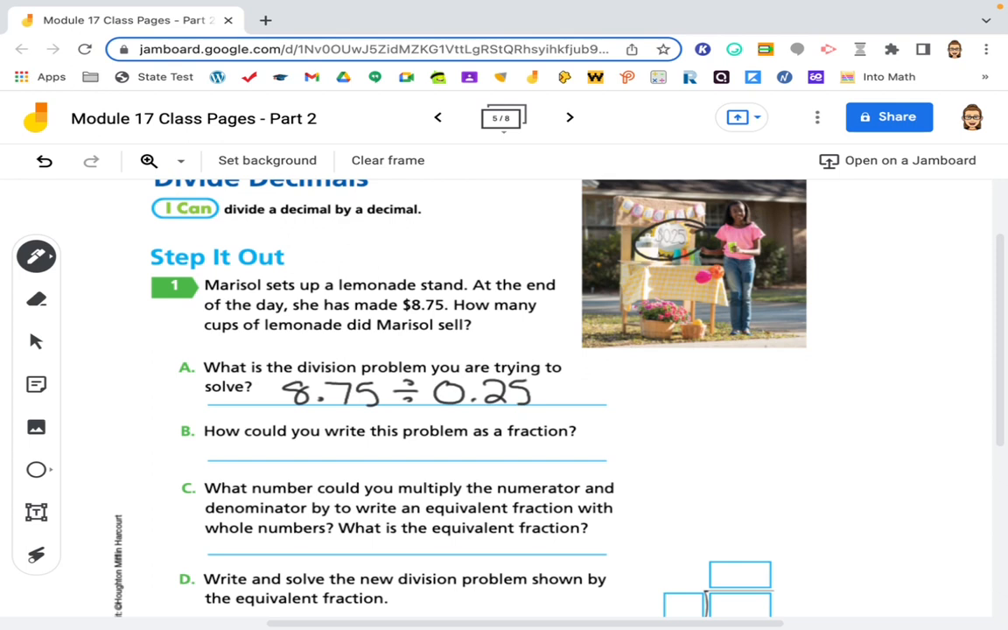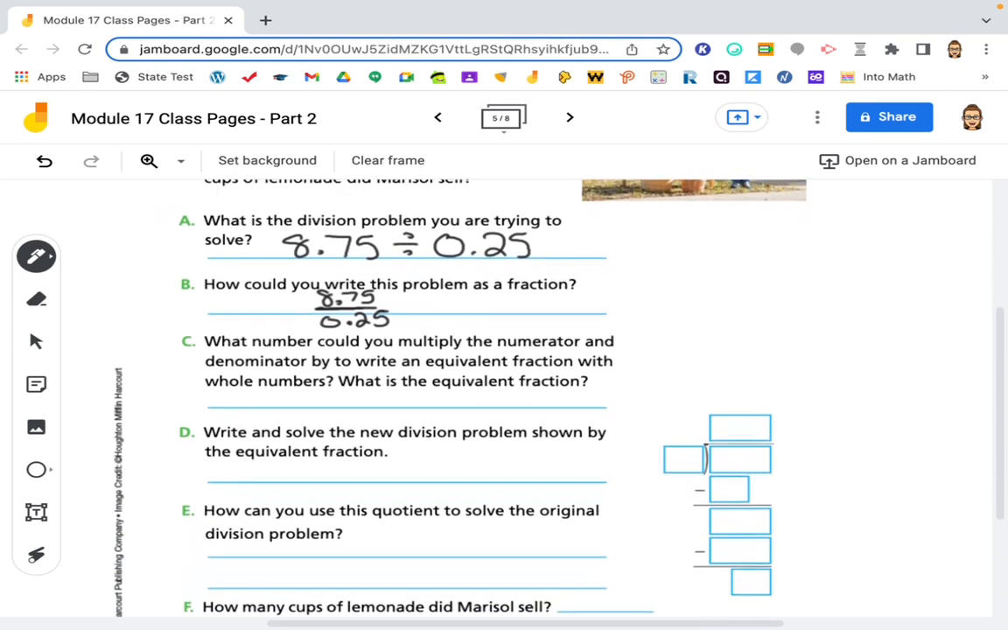So then it says, how could you write this problem as a fraction? Well, our division symbol is the same thing as the fraction bar. So we would go 8 and 75 hundredths over 25 hundredths.